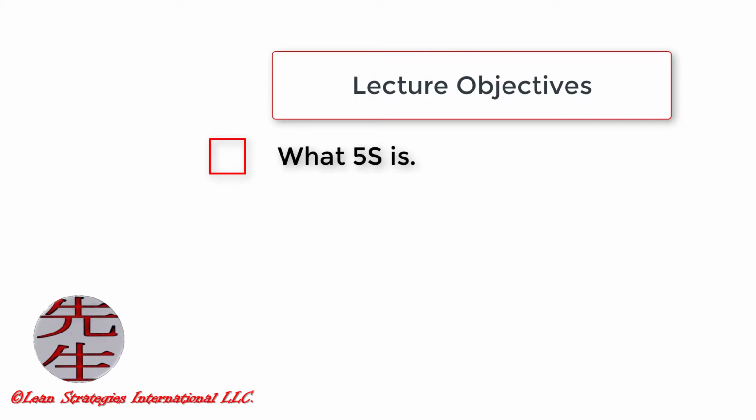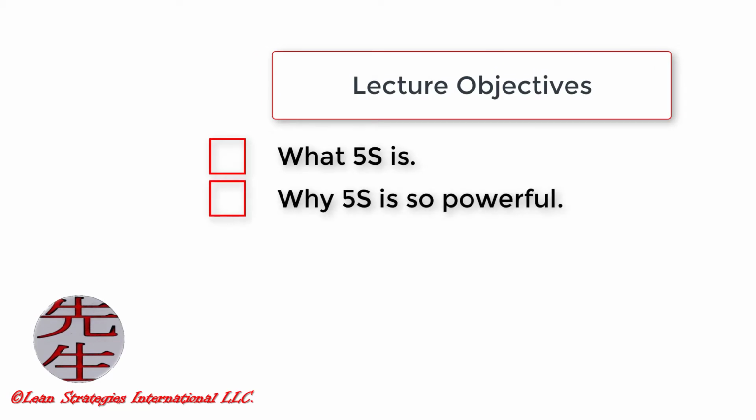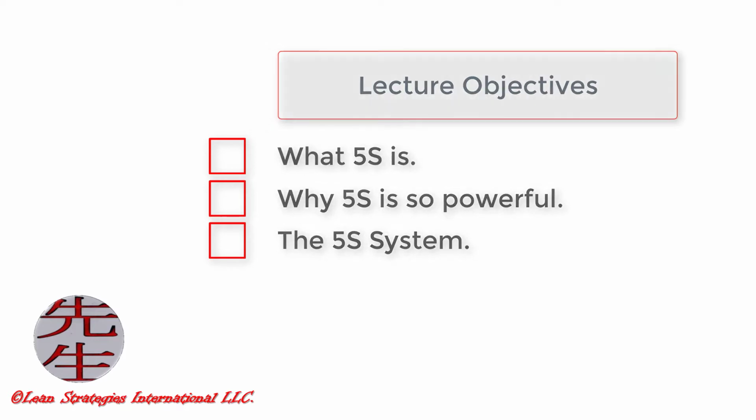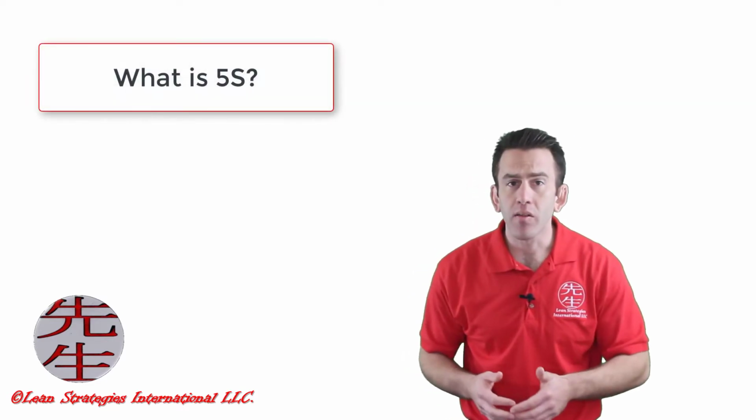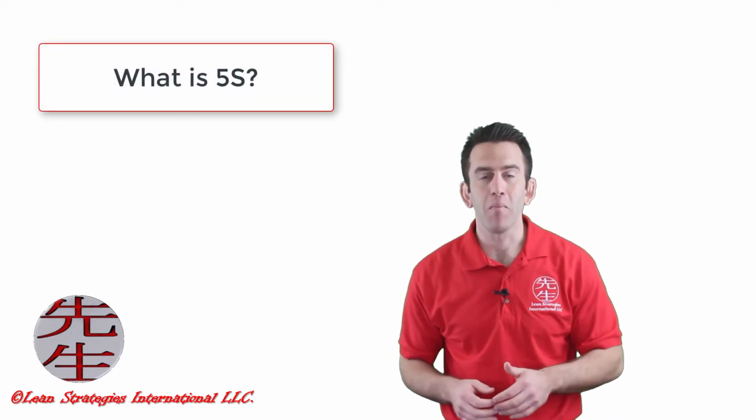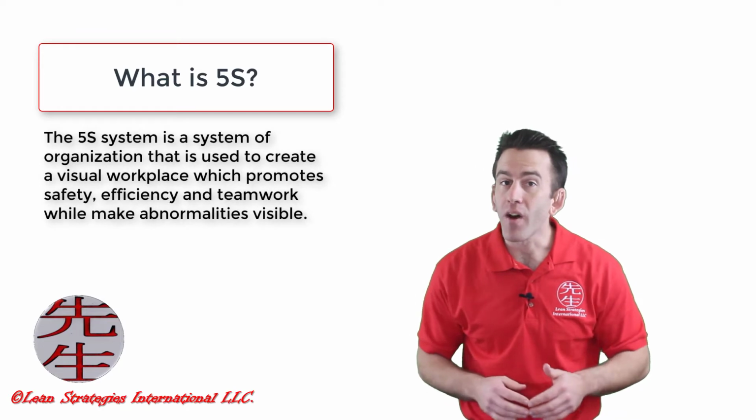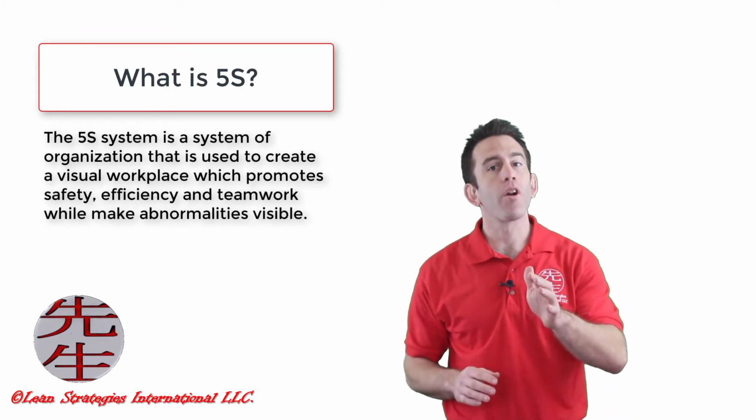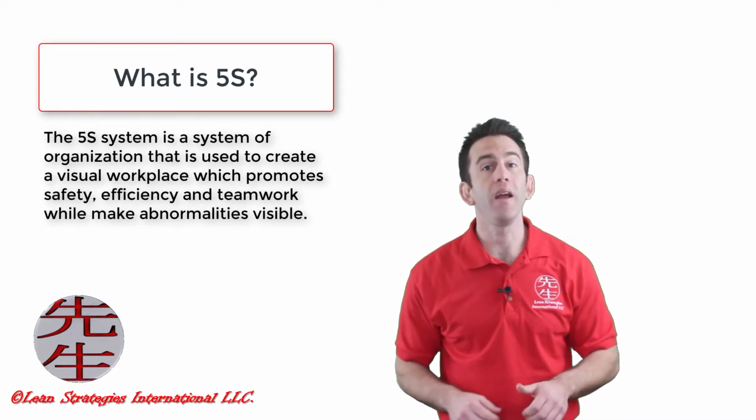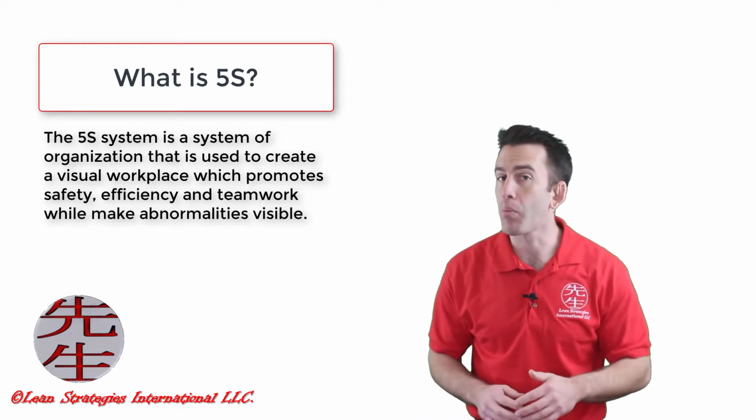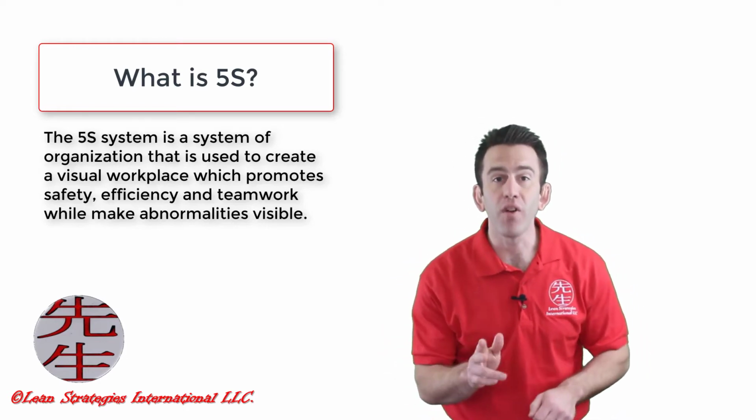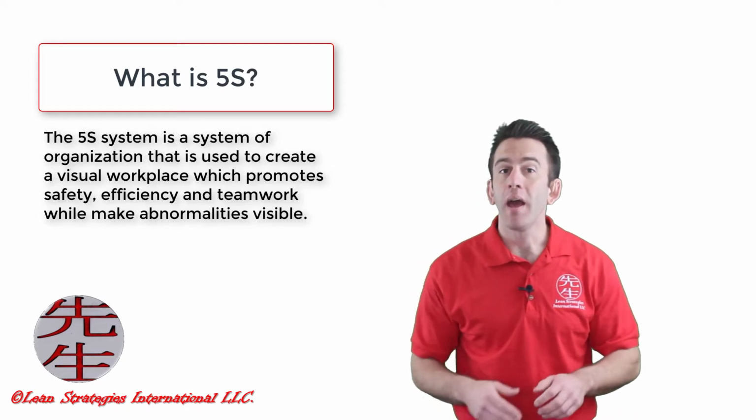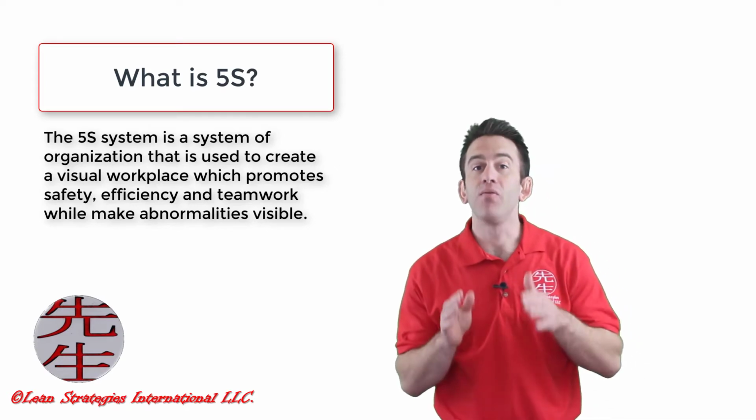In this lecture, you will learn what 5S is, why so many people are using 5S, and last but not least, we will introduce you to the 5S system. So what is the 5S system that everyone keeps talking about? Well, formally defined, the 5S system is a system of organization that is used to create a visual workplace while promoting safety, efficiency, teamwork, and making abnormalities visible.